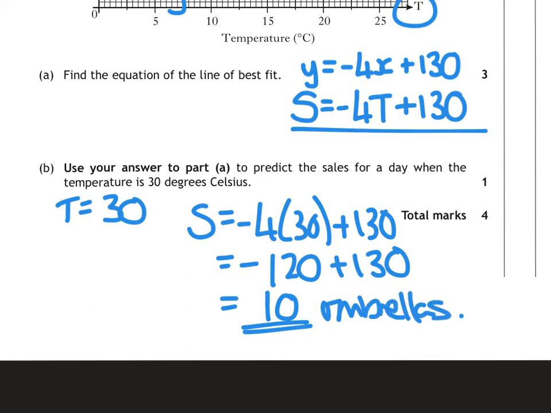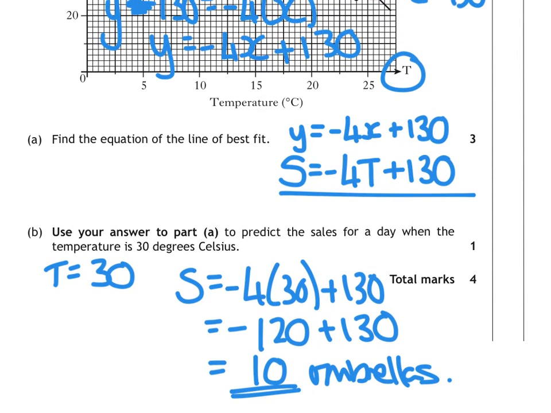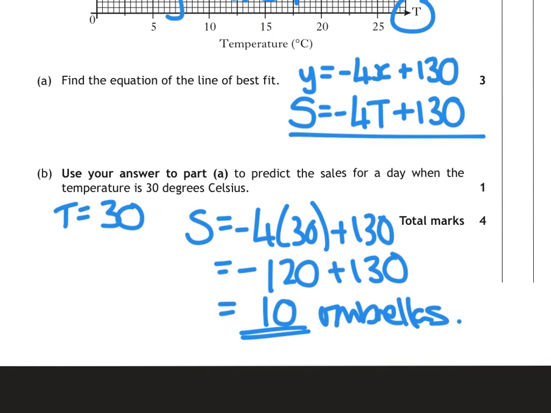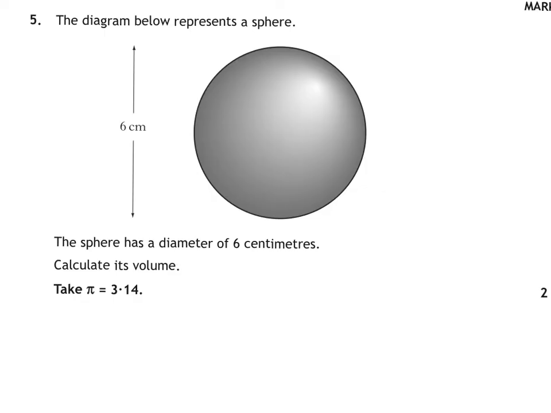Normally they give you one to choose that couldn't be read off from your graph, and if you have a quick look at this, 30 didn't appear on our temperature bit, so we couldn't have just used a picture for it. That's National 4 using the line of best fit. National 5 get you to use your equation.